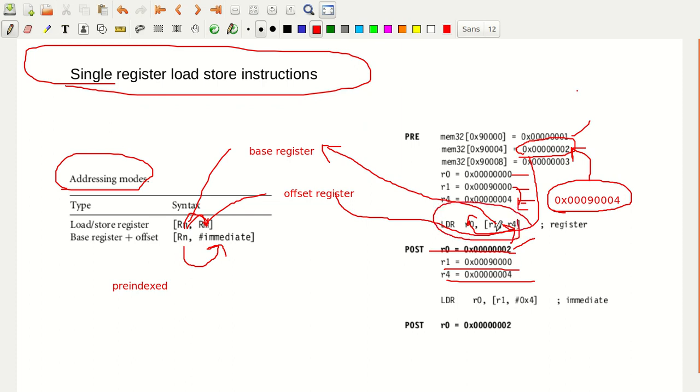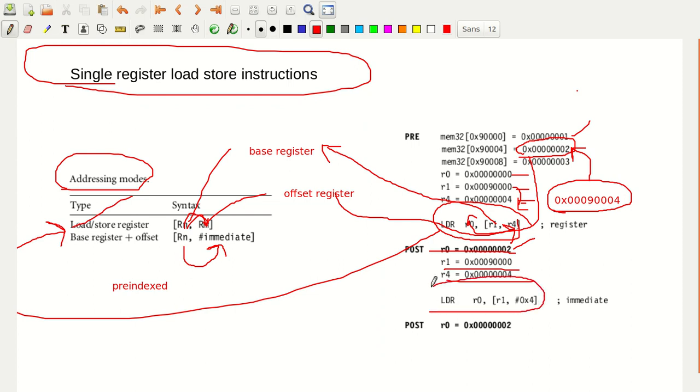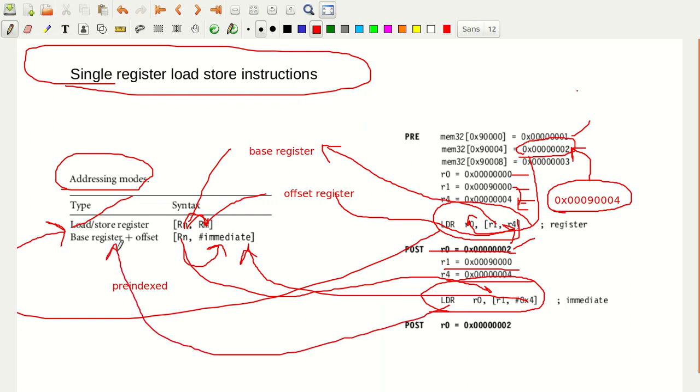Okay, similar to this one, LDR R0 comma bracket R1 comma R4 is similar to this first one. Whereas the second one, LDR R0 comma bracket R1 comma hash 0x4, this 0x4 is immediate and Rn is R1 here. So this instruction is more similar to base register plus offset. Rn is the base register, immediate is the offset. Here the offset is immediate, you directly put the value. Whereas in the other case, the offset is the value in the register.